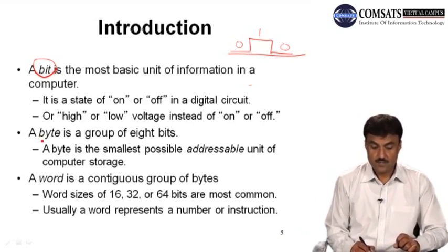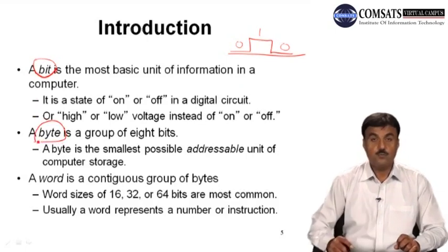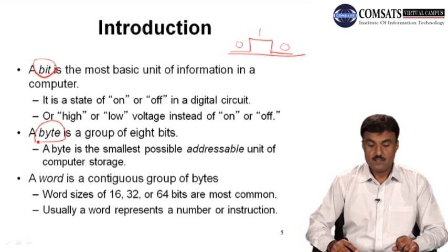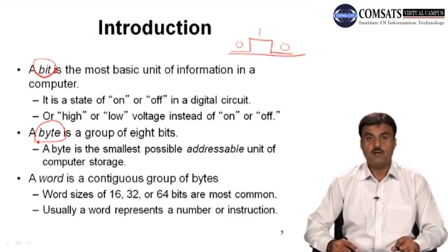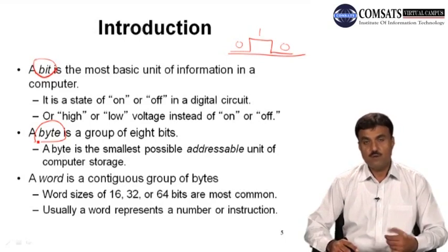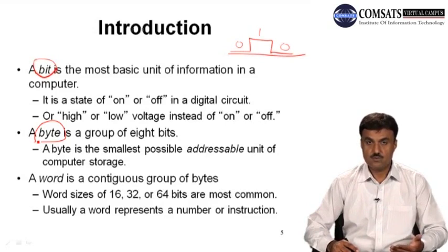And the byte. A byte is a group of 8 bits. A single byte consists of 8 bits, and a byte is the smallest possible addressable unit of computer storage. Inside the computer we have memory, which we refer to as main memory. Inside the main memory or inside the registers we store bytes. Our register stores some information, so we consider it as a byte. These are addressable, meaning we can locate them. When we load or store a byte, first we address it, we point out which byte we want to load or store.